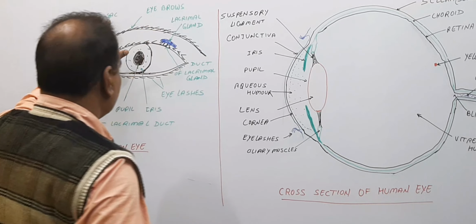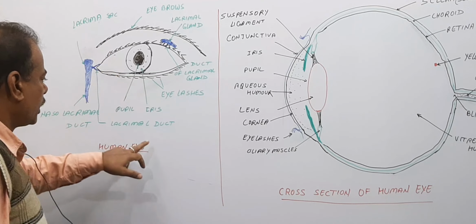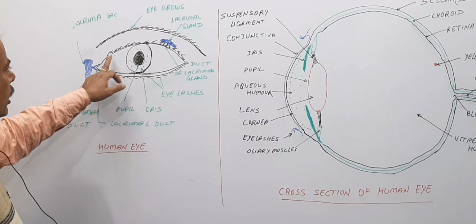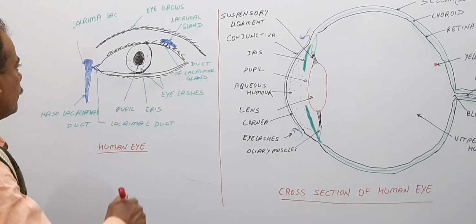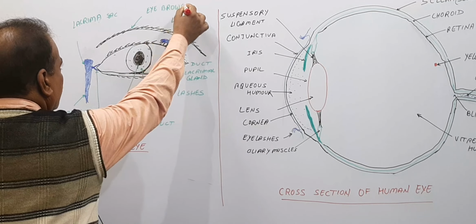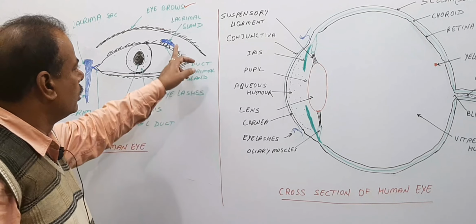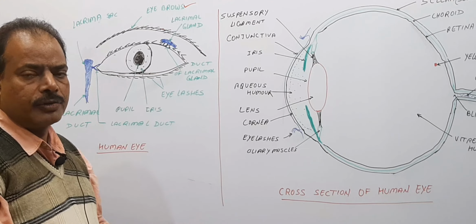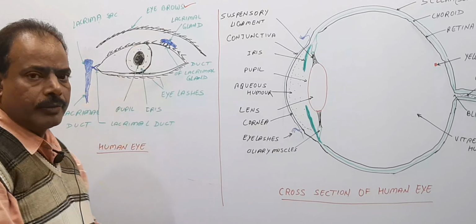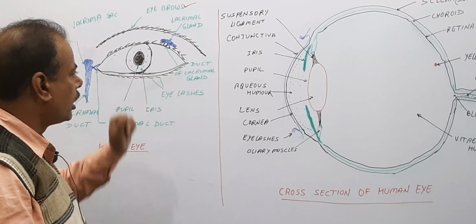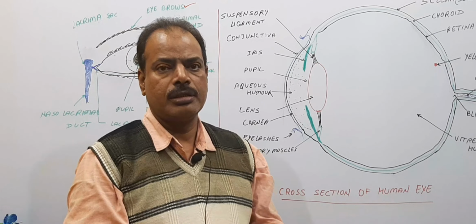Now, the human eye. Here you can see a human eye, and this human eye has different structures. At first, eyebrows. These are the eyebrows. Eyebrows are not part of our eye, but they help in preventing our eyes from trickling perspiration as well as raindrops.